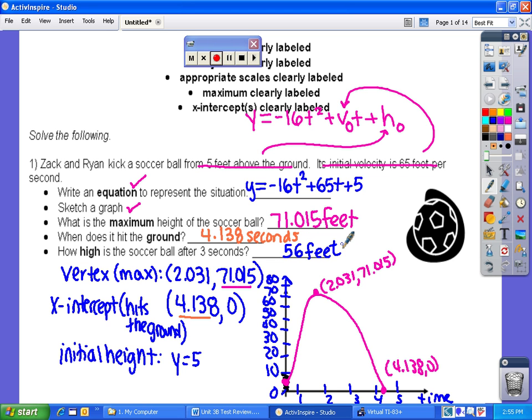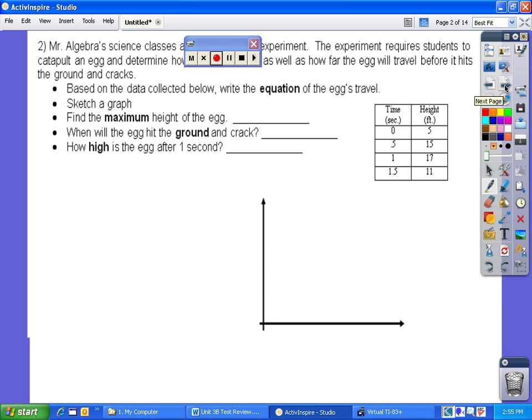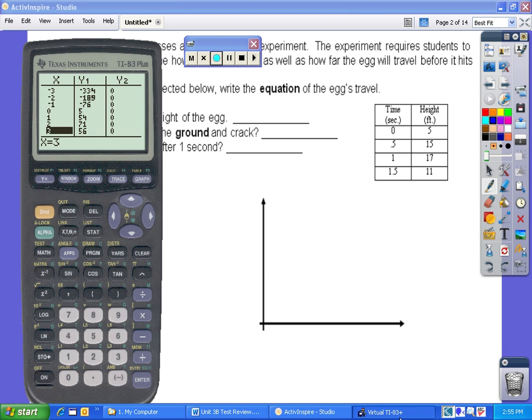Alright, let's go now to number 2 because it is a table. And when you have a table, you're going to go to your stat, edit, which is here, and place the numbers into the table. Make sure your L1 and L2 are there or else you won't be able to do it. And if you can't see this, I'm actually just punching numbers into the calculator.